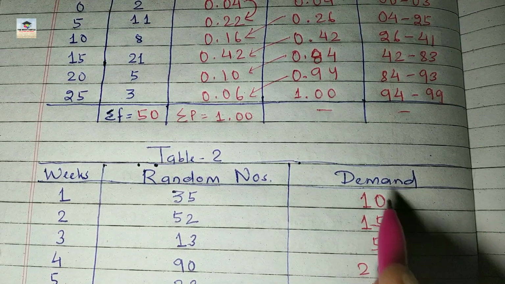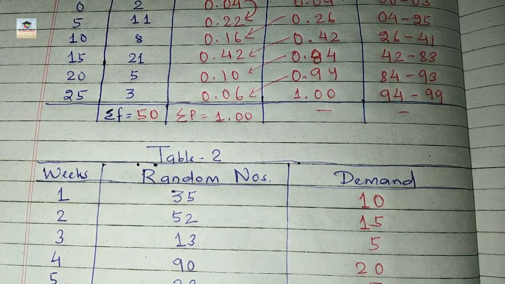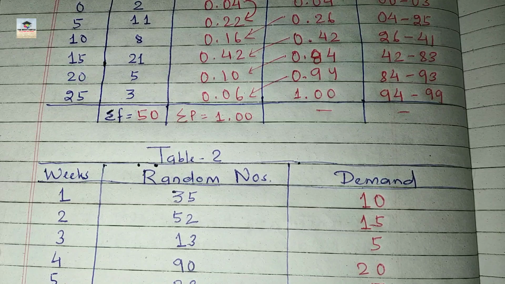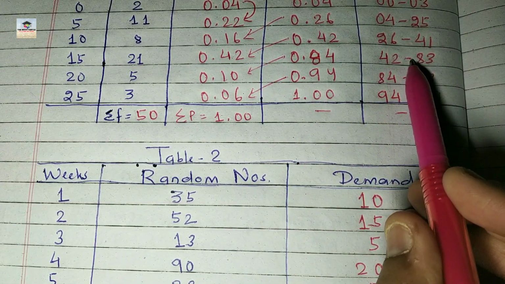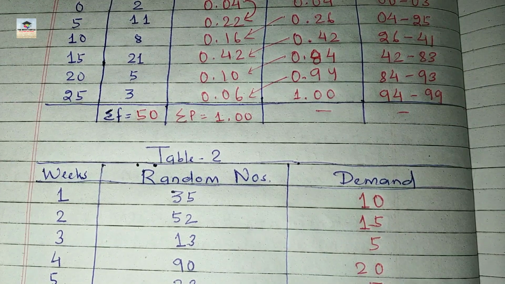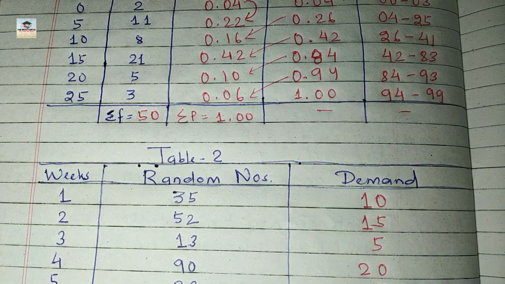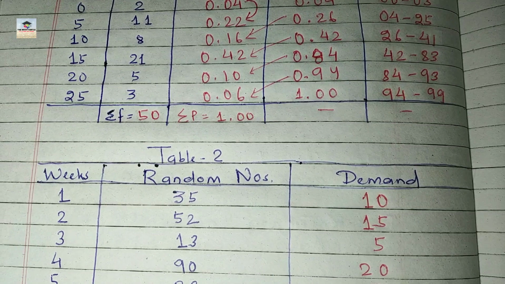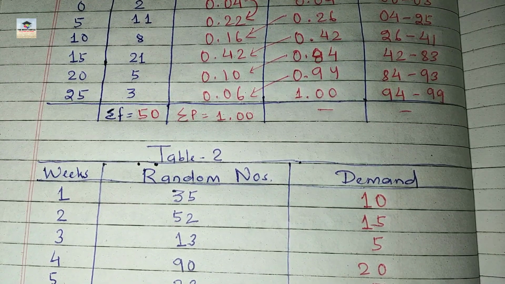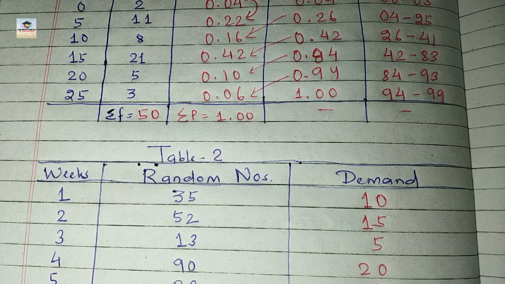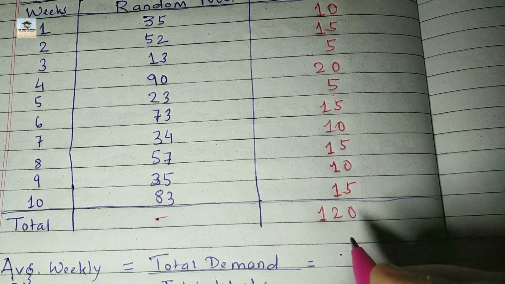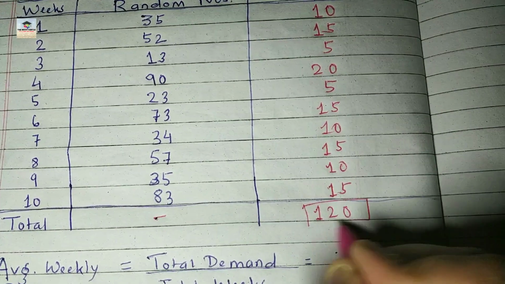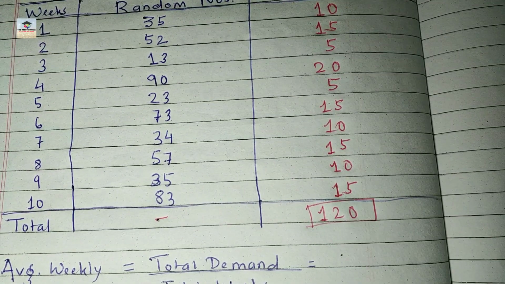Next is 35. 35 का क्या था? यहाँ पर 10 था. 10. And lastly 83. So 83 आपका कहाँ पर fall करेगा? यहाँ पर fall कर रहा है. So your demand per week will be 15. Now when you will add all the demands, so here your total demand is coming as 120, right? Take out your calculator and calculate, it will come as 120, right?